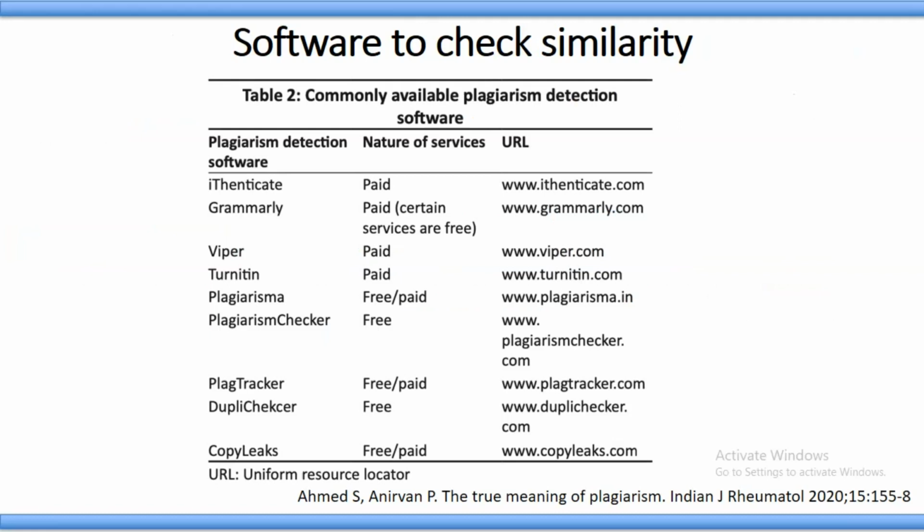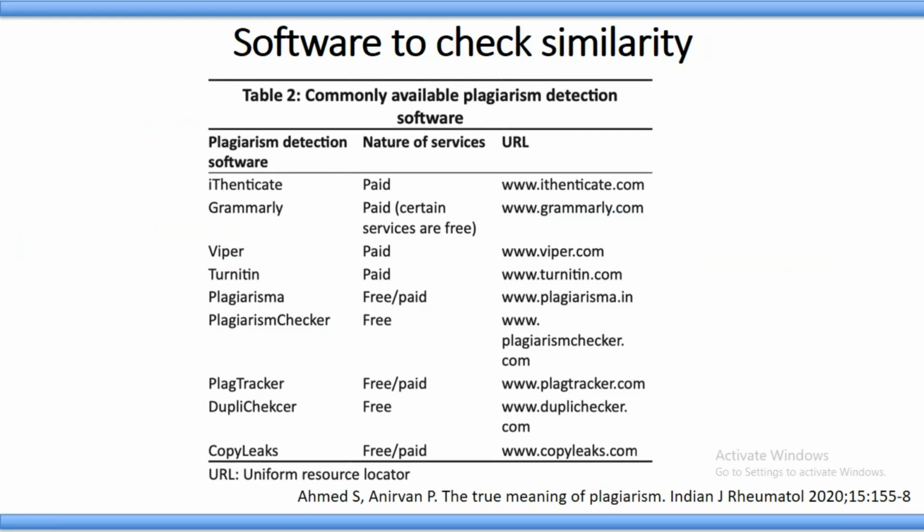So these are the different softwares that are available. Authenticate, Grammarly has paid similarity checking software, but Grammarly is otherwise very useful software for its free grammar check function. The basic grammar check function of Grammarly is free, and you can use it to improve your manuscript before you are submitting them for publication.